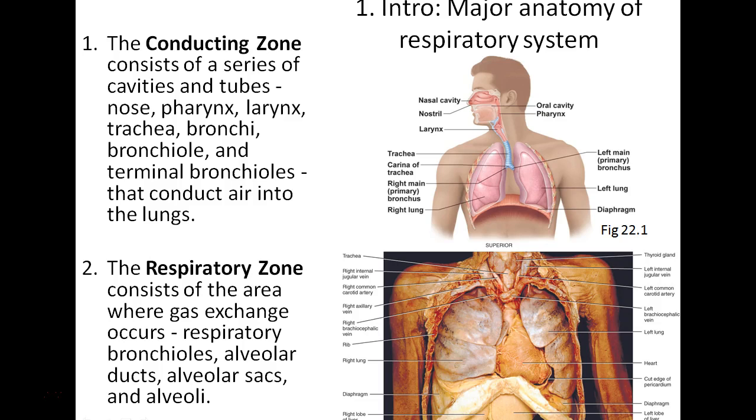Once we've gotten that air into the lungs, we need to have the gas exchange occur. So now we're talking about things like respiratory bronchioles, alveolar ducts, alveolar sacs, and alveoli. These items are all on the microscopic level. You would need advanced technology to see these when peering at the tissue.